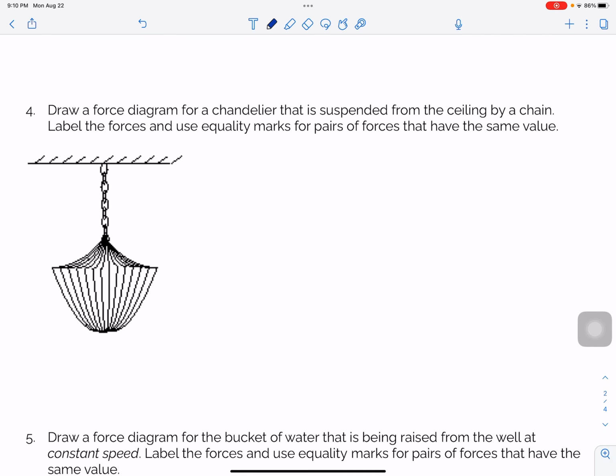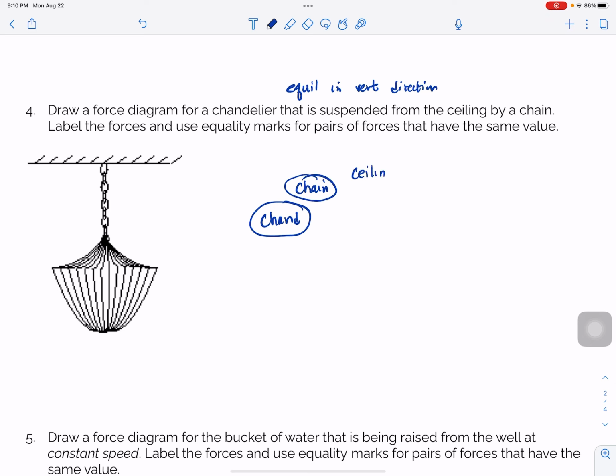Okay, draw a force diagram for a chandelier that is suspended from the ceiling by a chain. So we're going to assume that it is not moving. So we're going to say equilibrium in the vertical direction. Schema, we've got the chandelier. The chain has been specifically mentioned, so we've got a chain. We also have a ceiling. And then we always have the earth.